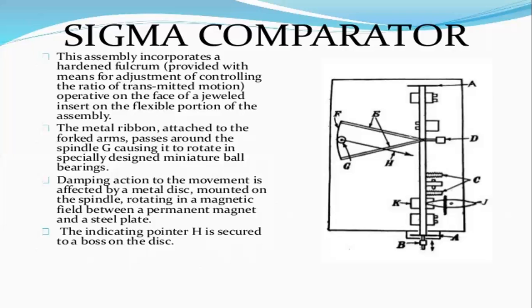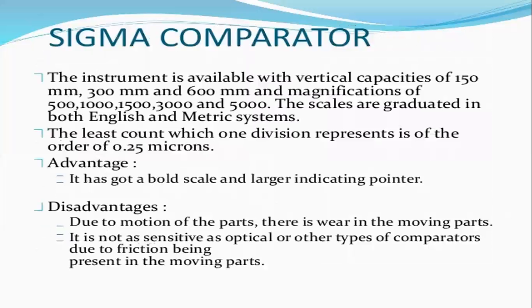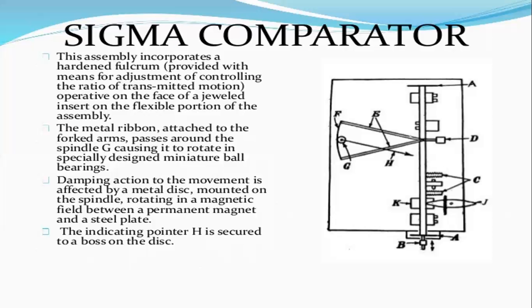And the damping action to the movement is effected by a metal disc which is mounted on the spindle in a magnetic field between a permanent magnet and a steel magnet. So the damping action is set by these connections only.